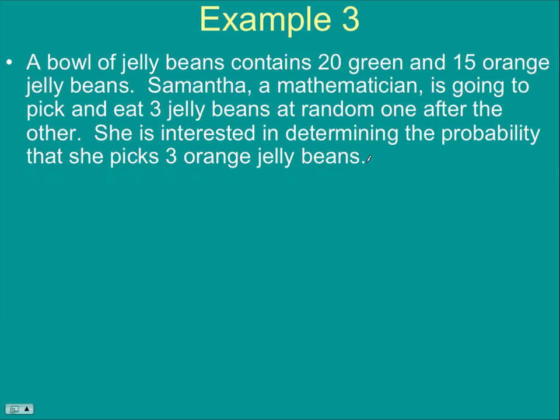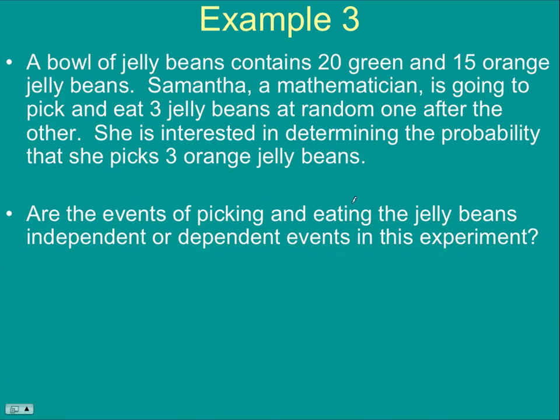So this is for you neurotic people out there, kind of like my wife, who has to eat like one of each color to keep it even. So she would probably eat off 5 green jelly beans first, just to make it an even 15-15. So anyway, this person's interested in getting 3 orange jelly beans in a row.